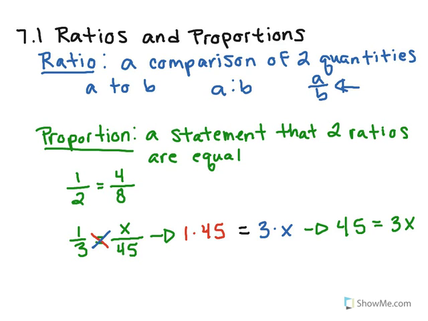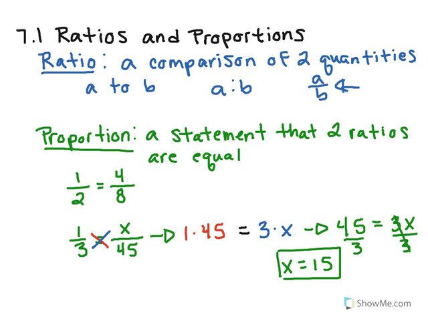Now, how do I solve it from here? Well, in order to solve for x now, I'm going to divide both sides by 3, like so. These 3's cancel, and 45 divided by 3 is 15. And that's my answer. That's how we do cross multiplication.